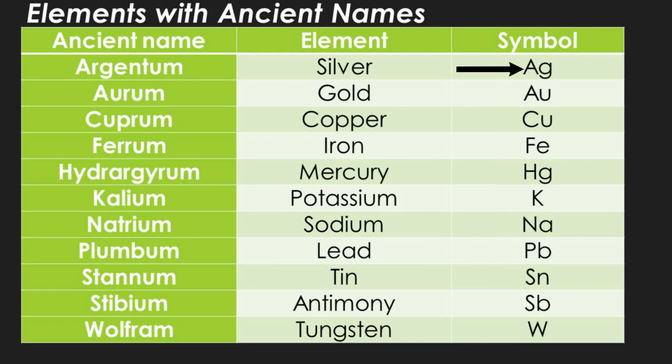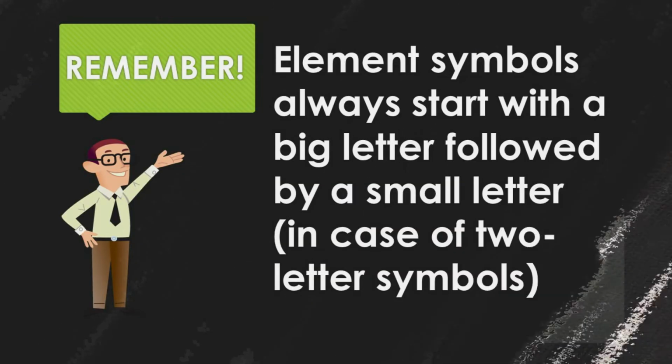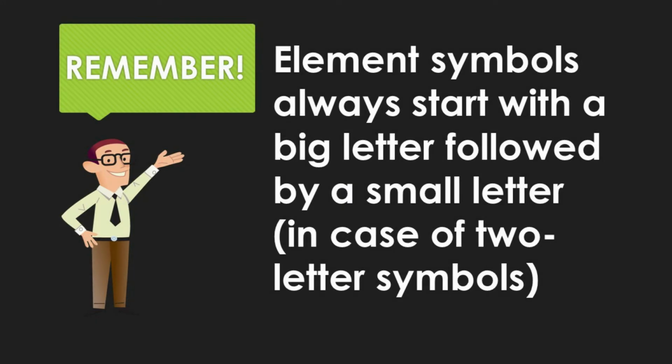Here is a table that shows the ancient names of some elements and the symbols. We have gold. The ancient name is aurum and the symbol is Au. Copper. The ancient name is cuprum and the symbol is Cu. Iron. The ancient name is ferrum and the symbol is Fe. And the list goes on. Remember, element symbols always start with a big letter followed by a small letter in the case of two-letter symbols.